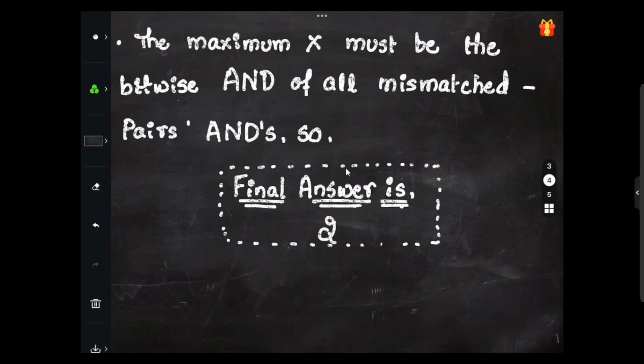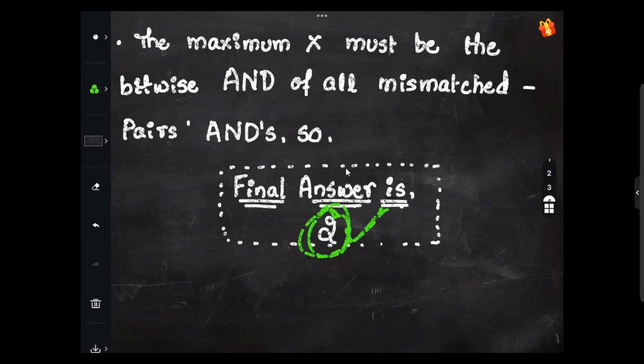So the maximum x must be the bitwise AND of all the mismatched pairs, right? And so the final answer here is 2. The maximum x must be the bitwise AND of all the mismatched pairs here, so the final answer that we got is 2.